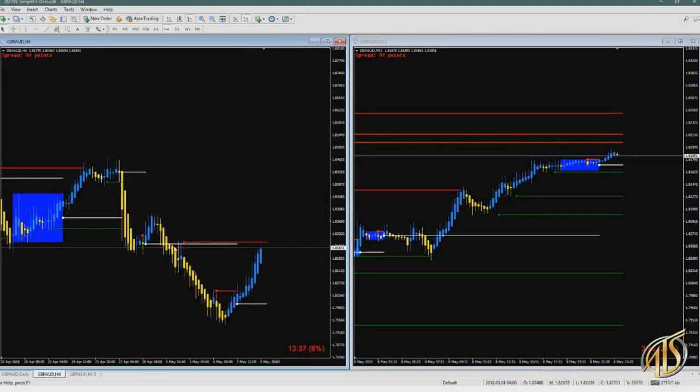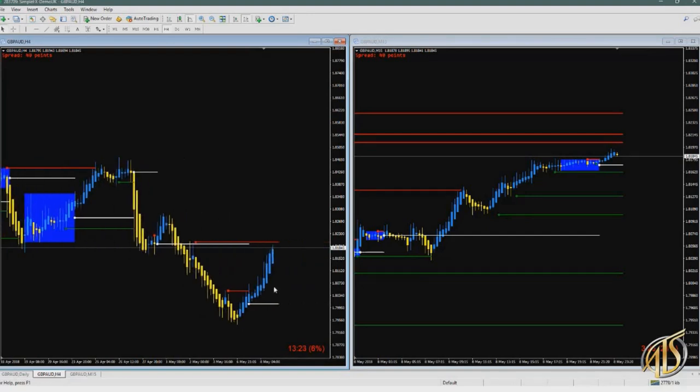Okay? So what you want to look at is when you get a new expansion line on your larger time frame chart. This is important right here. You want to look at the larger time frame chart. When you get that new expansion line, that means that this larger time frame is going to become tradable very soon. It means it's about to move.